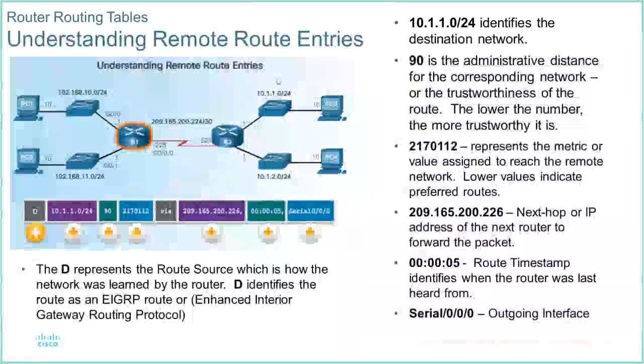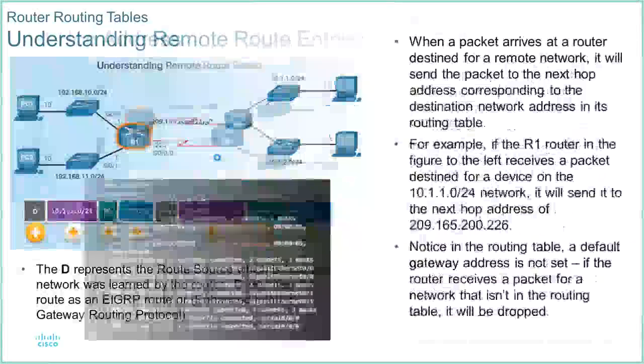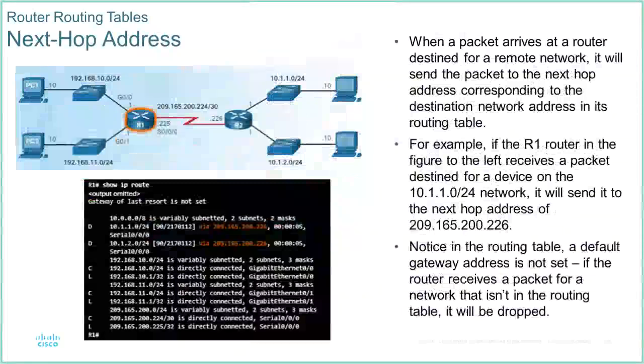So if a packet arrives for the 10.1.1.0 network, it will look up the routing table, find an entry telling it to forward the packet out of serial 0/0/0, and it will send it to this interface on router 2. So the next hop address is the closest interface address of the next device that will forward the IP packet onto its destination.